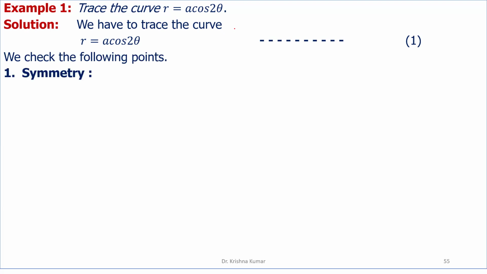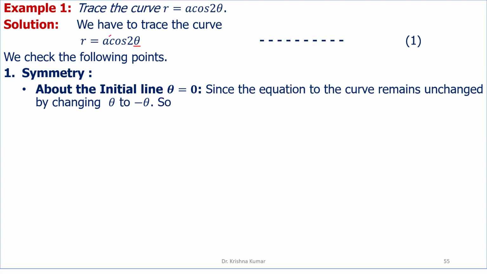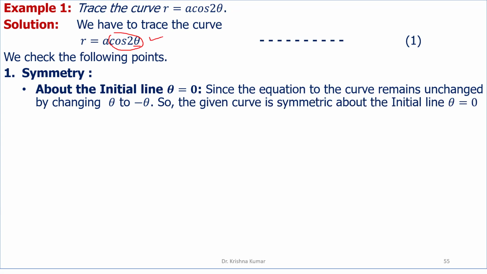The point number 1 is about the symmetry. Since we know that it has no symmetry about the pole because the value of power of r is always odd, we have the first symmetry about the initial line. How to check that the curve is symmetric about the initial line? We have to just replace theta by minus theta. We know that cos of minus theta is cos theta, so the equation of the curve doesn't change, hence this curve is symmetric about the initial line.